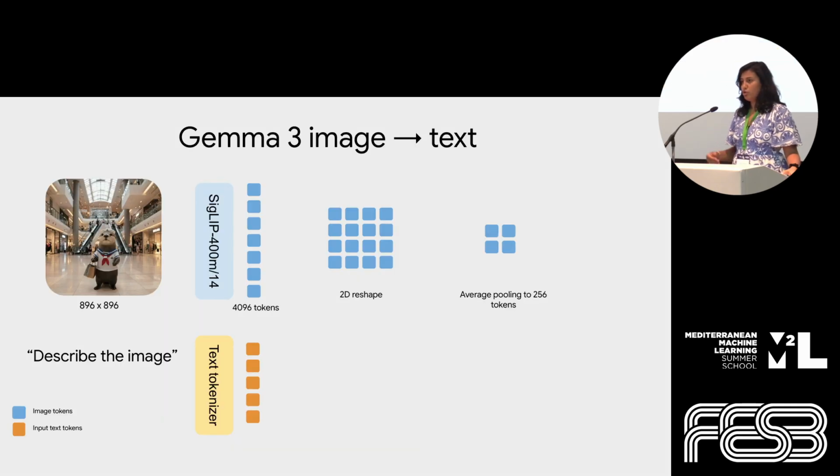Just to show you how it works in Gemma, which is something that I worked on, you have an image, and then a text-based prompt, and the vision encoder gives you 4096 tokens because it processes images at quite a high resolution of 896. The text tokenizer gives you the text tokens, and then you have a 2D reshape of the output patches that come out from the SigLIP model. Those are then average pooled to give you 256 tokens.